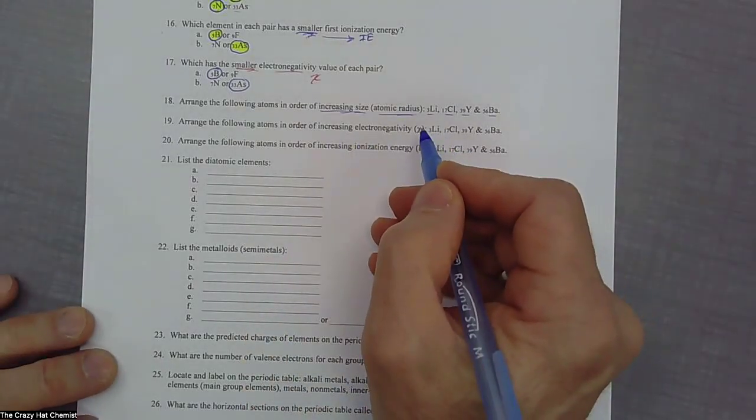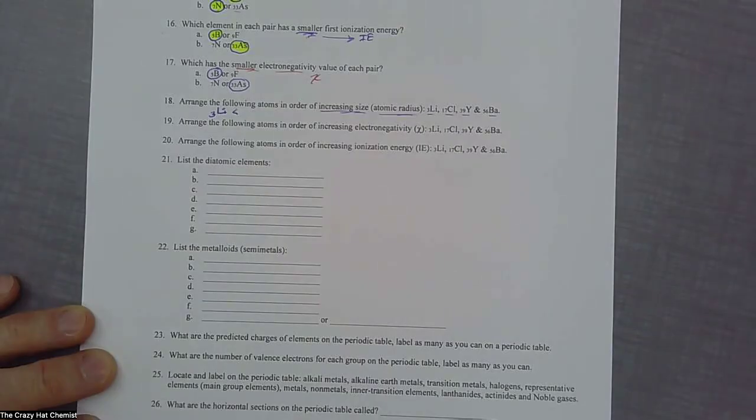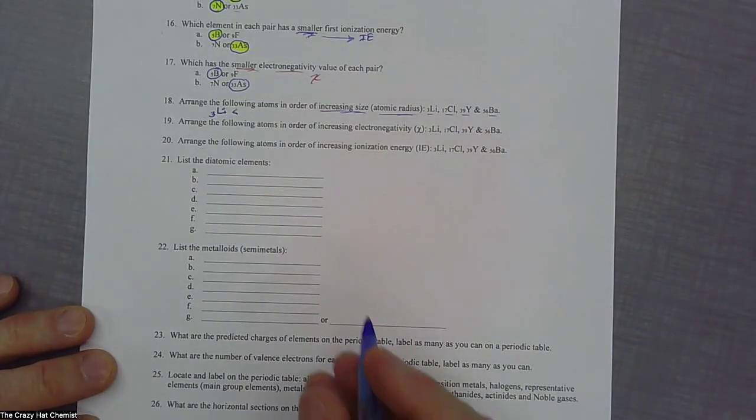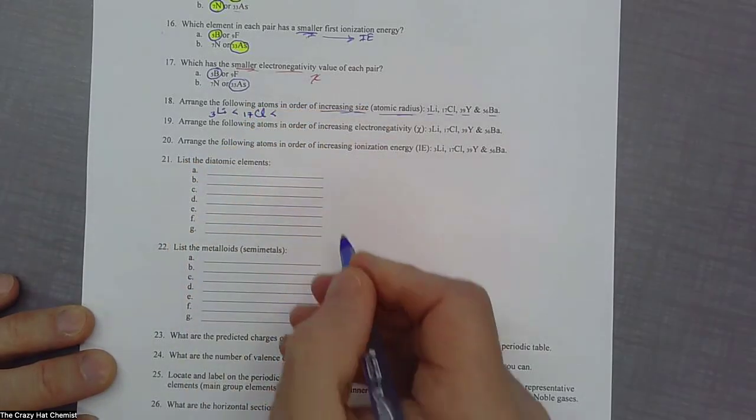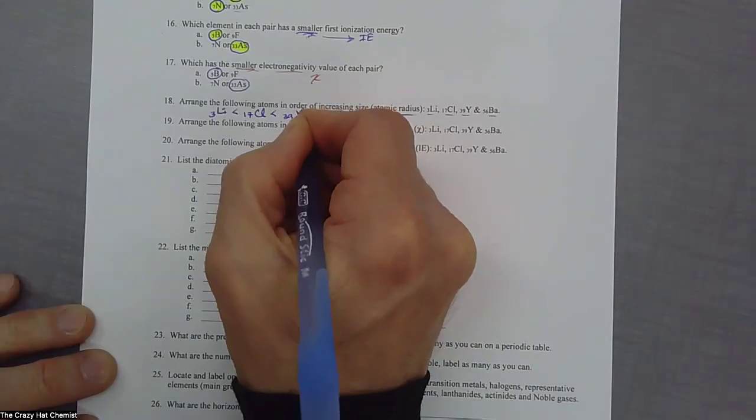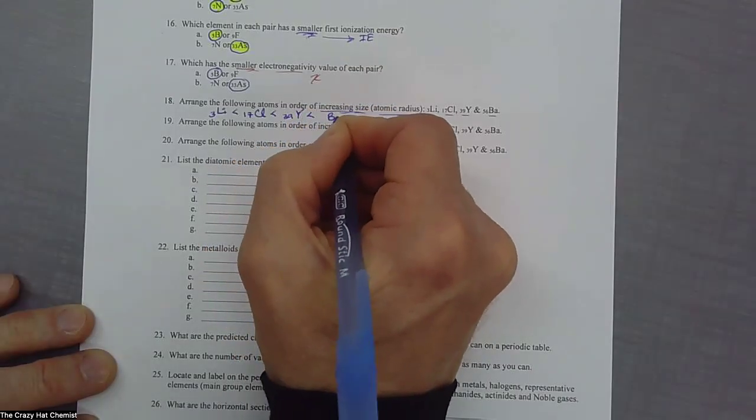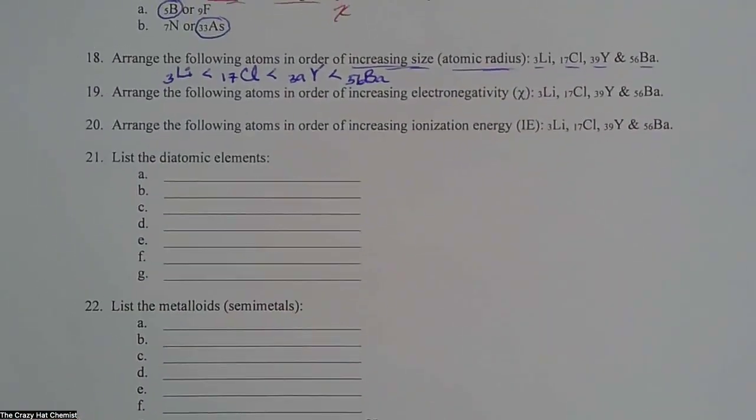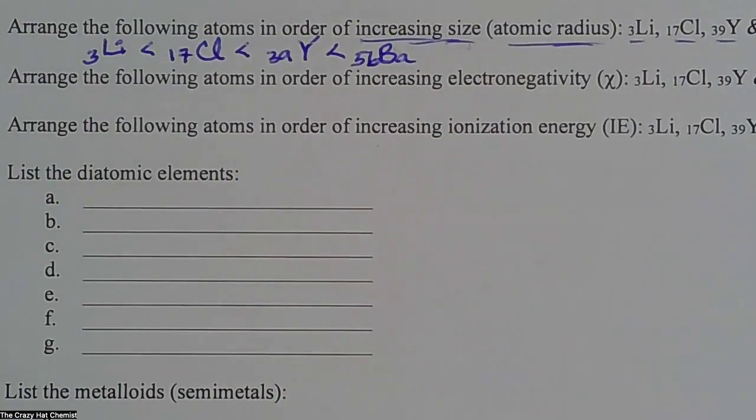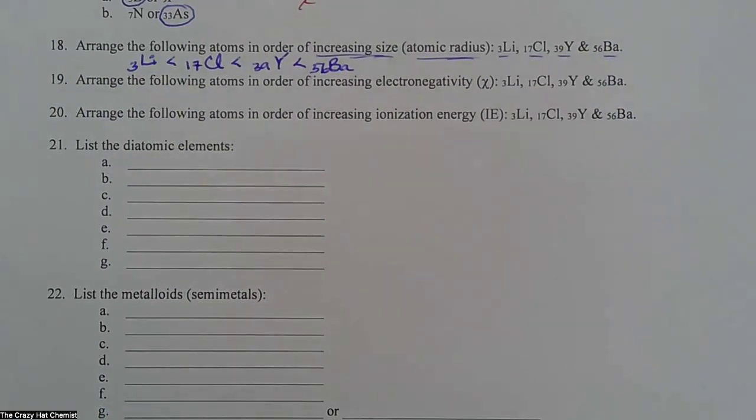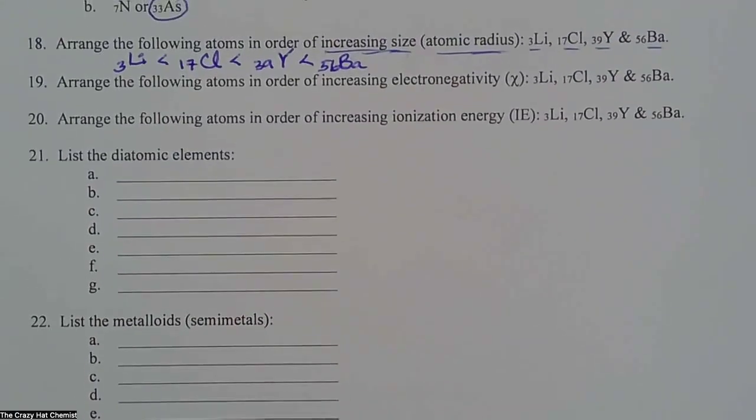So we're going to write this in order of increasing size, which means we have the smallest one first. That is lithium, element number 3. Then we have chlorine, element number 17. Then yttrium, element number 39, and then barium, element number 56. Perfect. I'm going to zoom in on that because it's kind of hard to see. There we go. Now you can see the question and the answer. Perfecto.